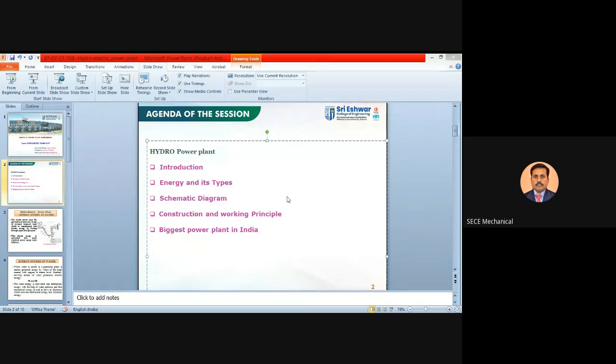How the hydro-based power plant works, and what the important components involved in the hydro power plant are. Finally, we are going to discuss some of the biggest power plants in India. So these are the topics we are going to discuss today. That is the agenda of this session, right? So now we move to the hydro power plant.